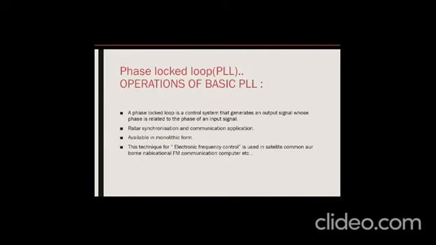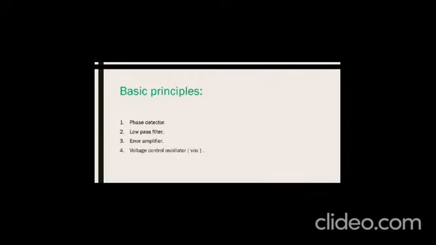Phase locked loop, PLL. Operations of basic PLL. It is a control system that generates an output signal whose phase is related to the phase of an input signal. It is in monolithic form. Basic blocks: phase detector, low pass filter, error amplifier, voltage controlled oscillator VCO.